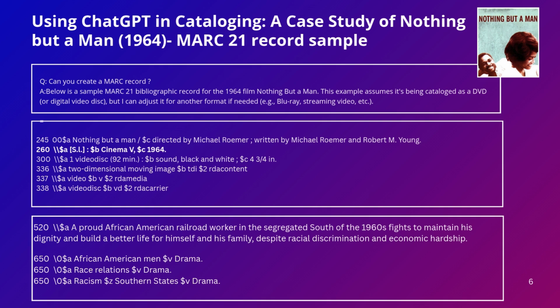ChatGPT combined AACR2 and RDA standards, although I did not specify which standard. It used an AACR2 260 instead of an RDA 264, but other key fields of RDA it used were a 245, the title, 300, description of item, 520, summary, and 650, subject headings from the keywords listed earlier. This experience highlighted the need to specify both the cataloging standard and the item format for more accurate results.